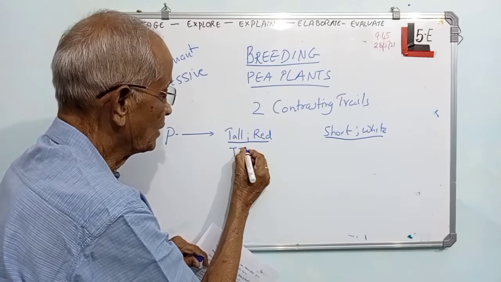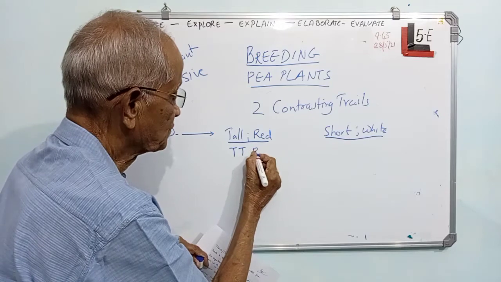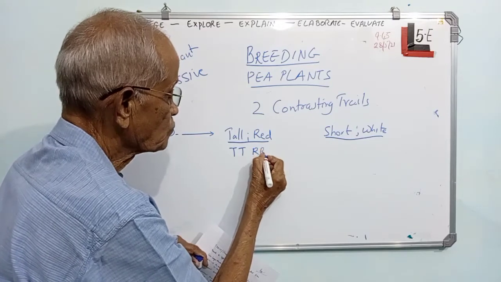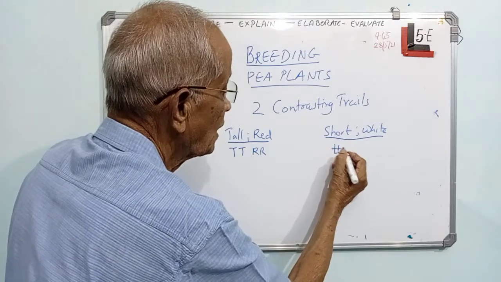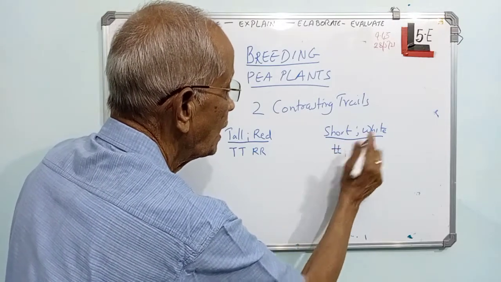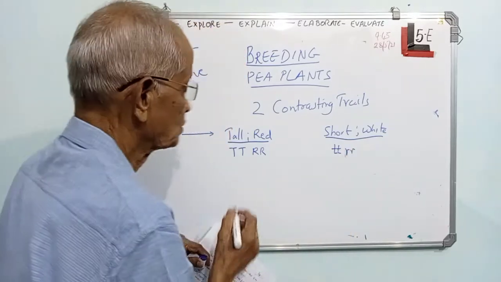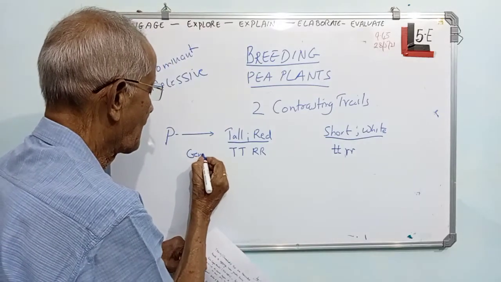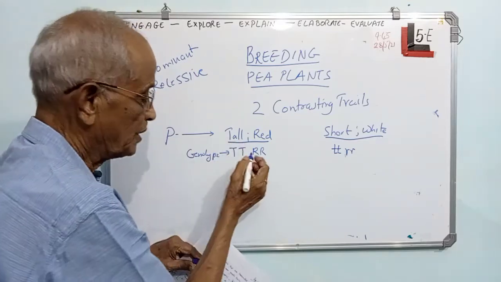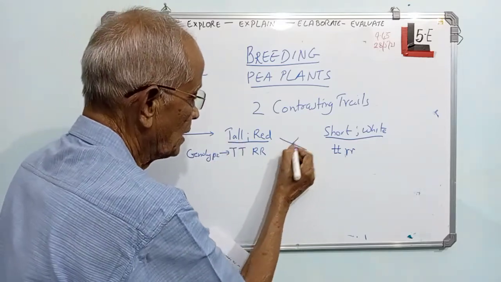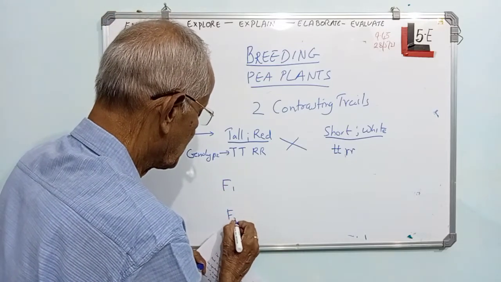genotype for this, it will have two factors for the color, red color. That is the genotype. For this, two small t's and white can be shown as small r. So that is the genotype. This is the phenotype.